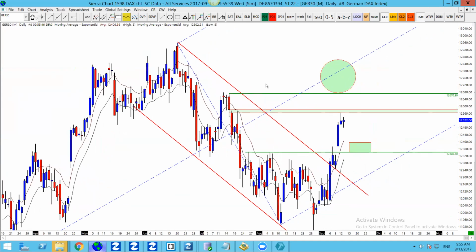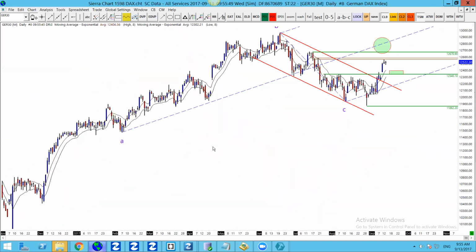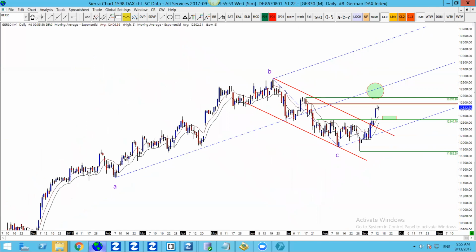And I've got a couple of other areas. So I've got the circle that I've printed up here. That's a longer term target. It's around about that 12.8 zone. And that will be based on a number of things. One is the median line of this fork here, ABC, that you can see, using Alan Andrews' work. Great technical tool. Highly recommend reading about that.